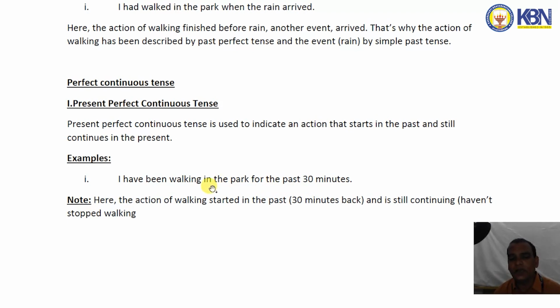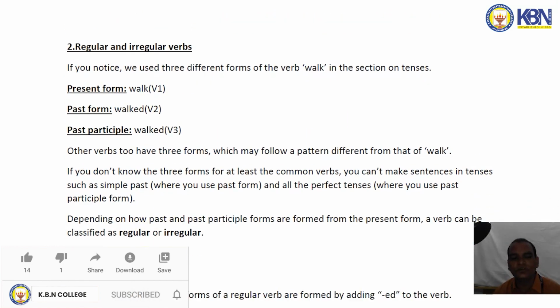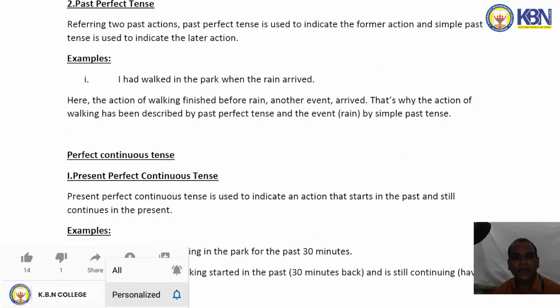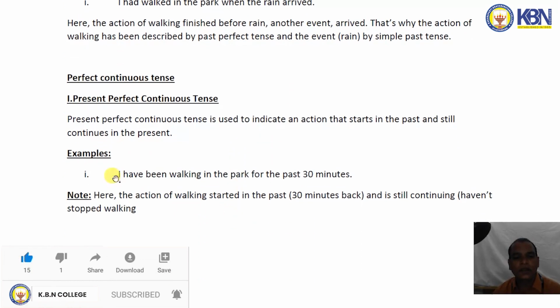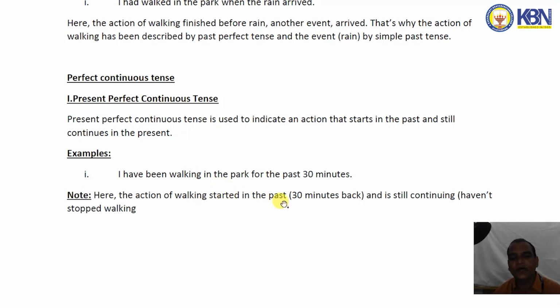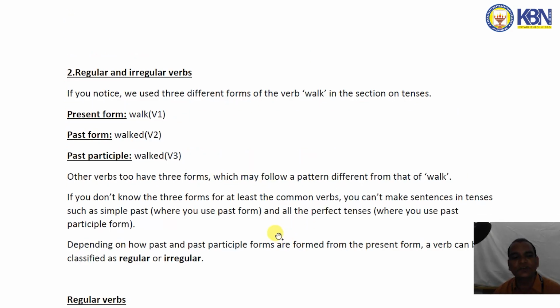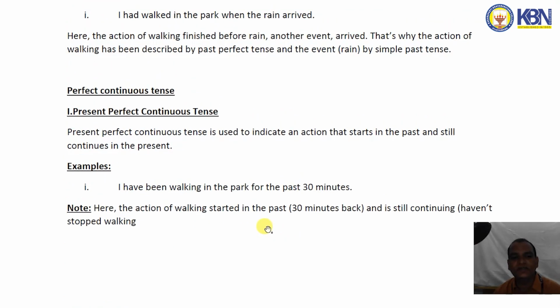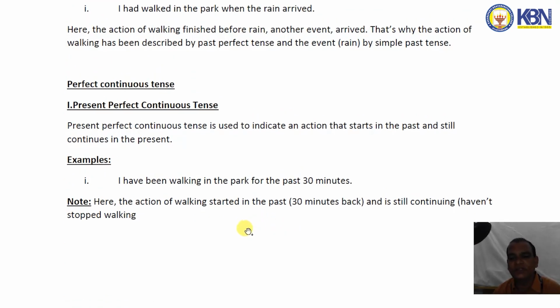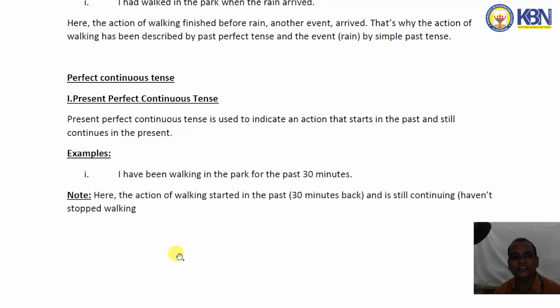I started the activity, that is walking, 30 minutes ago. Still I am continuing the activity. So according to its definition, present perfect continuous tense is used to indicate an action that starts in the past and still continues in the present. Note here the action of walking started 30 minutes back in the past and is still continuing. So this is a very important tense. We should remember it to express our actions which started in the past and are still continuing on.